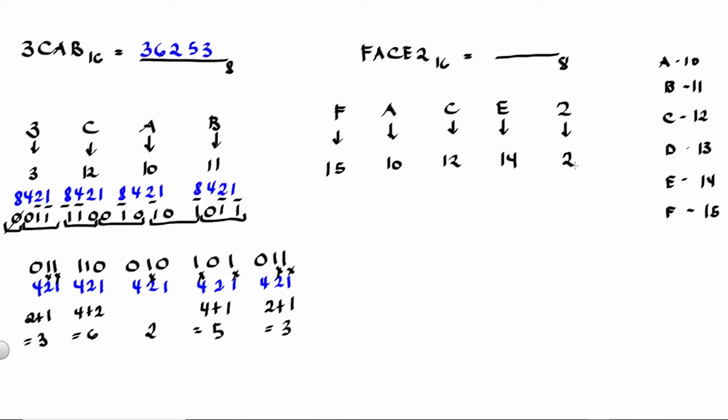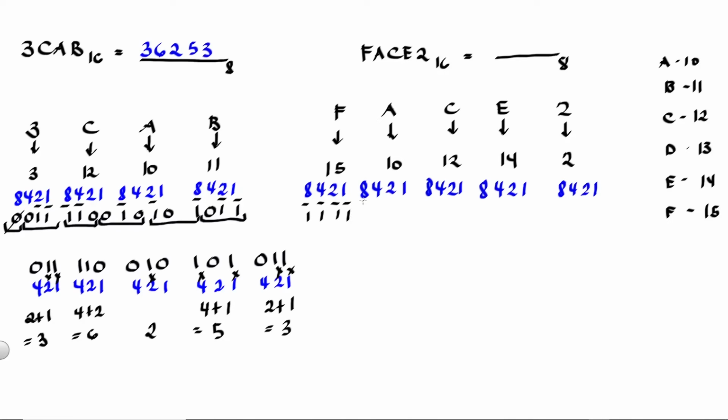Then convert them into binary. So starting from the right, we have 1, 2, 4, and 8. Another 1, 2, 4, and 8. And 1, 2, 4, and 8 for each decimal equivalent. 15 is the sum of 8, 4, 2, and 1. So these are 1s.